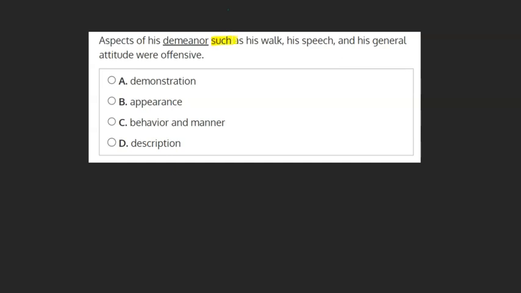The words "such as" are signal words, and they signal to us that the sentence is going to list some examples of what it's talking about. In this case, examples of demeanor are his walk, his speech, and his general attitude. From here we can understand that demeanor must mean somebody's poise or presence.